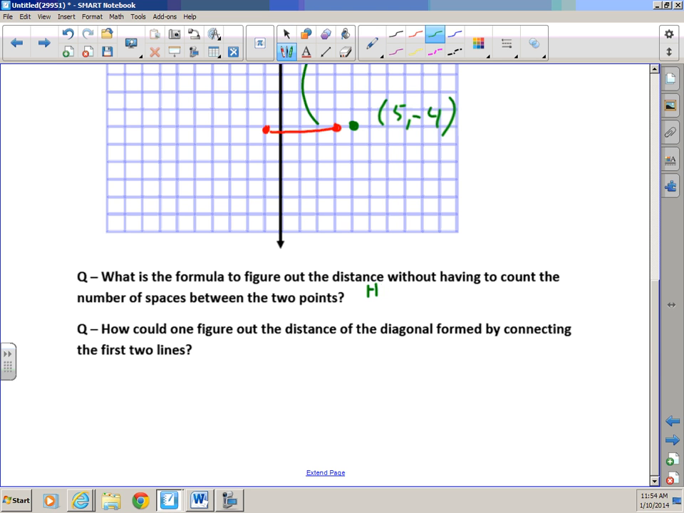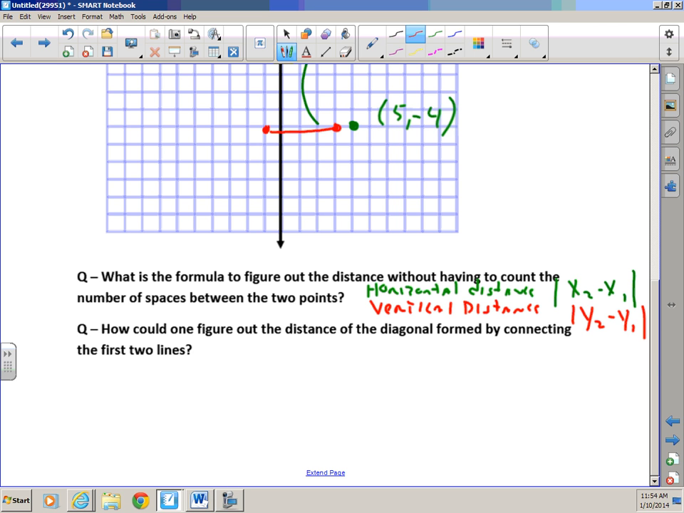To figure out horizontal distance, I take the absolute value of the difference in the x's. Why absolute value? Because distance has to be positive. So to find the vertical distance, I take the absolute value of the difference in the y's.